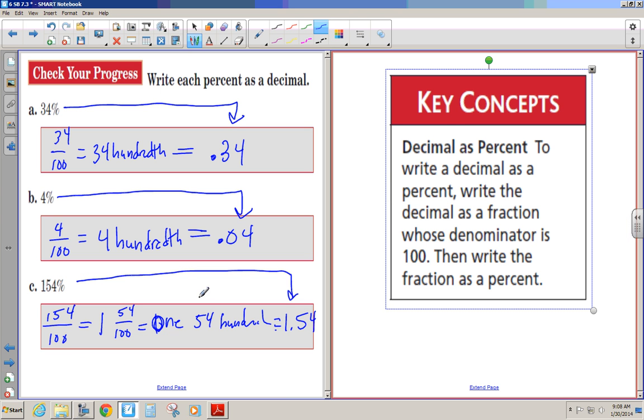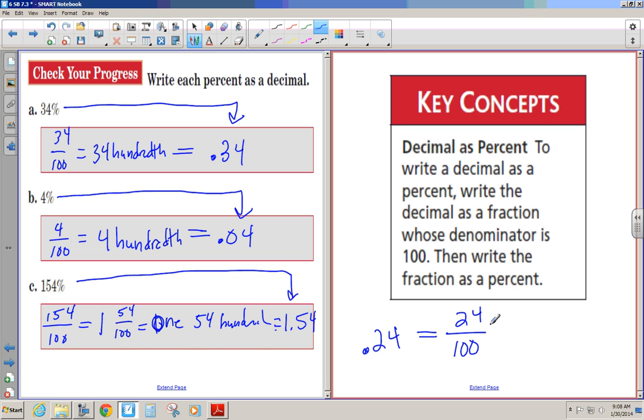This brings us to the next key concept, writing decimals as percents. So to write a decimal as a percent, write the decimal as a fraction whose denominator is 100, then write the fraction as a percent. This means if you have 0.24, all right, write this as 24 hundredths, which is 24%.